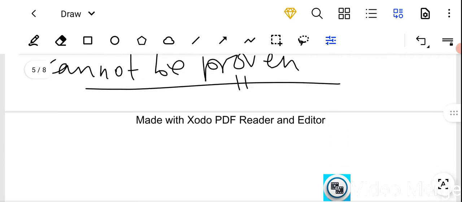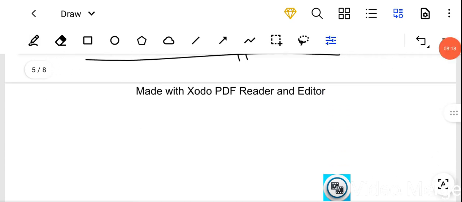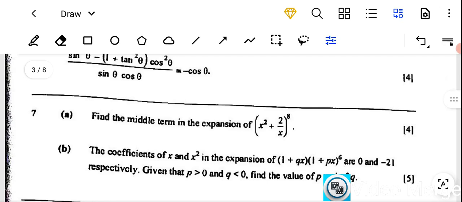Then to continue, we are going to go to the question. Okay, so now we are going to continue where they are saying find the middle term in the expansion of x squared plus 2 divided by x raised to the power 8. This is carrying 4 marks. So how do you know the middle term of such an expansion?